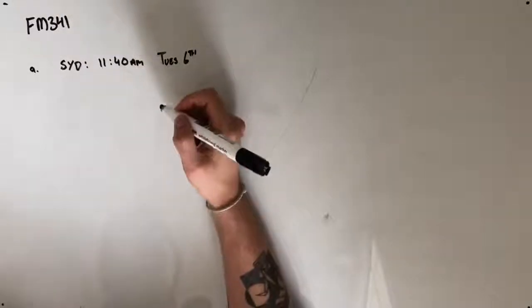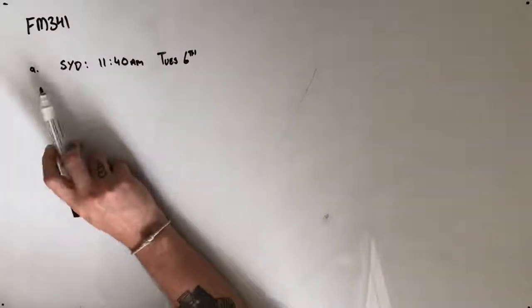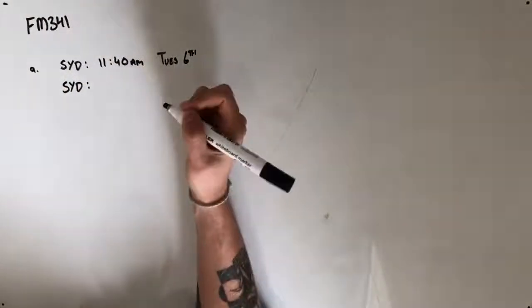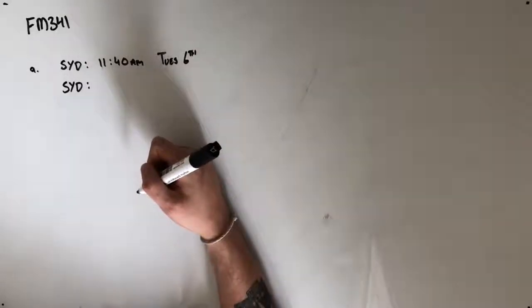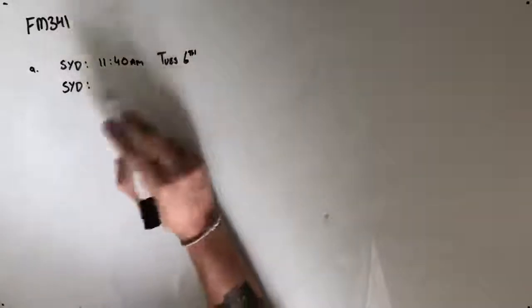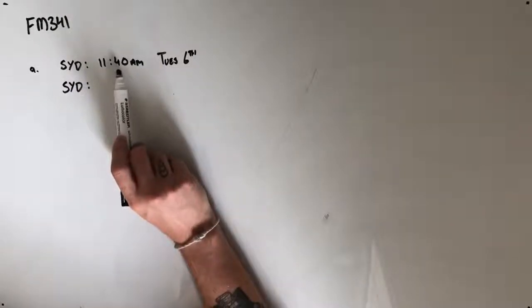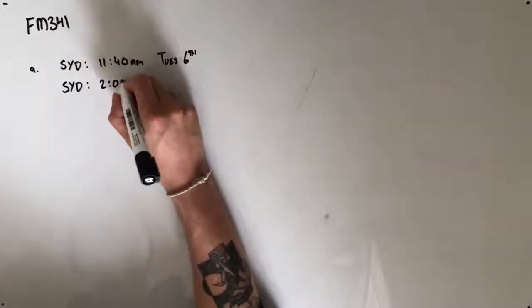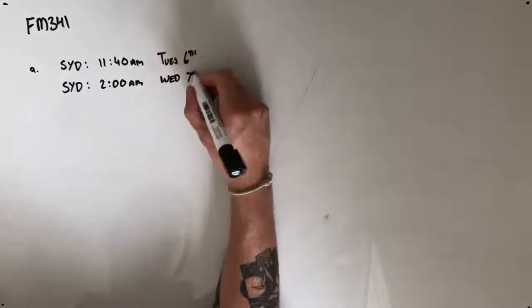The next thing I'm going to do is take the landing time or the arrival time, but still in the time zone that we departed from. So we're still going to keep this in Sydney time. And I like to do this because it helps to break up the process into more manageable chunks. So we know that the flight is going to take 14 hours and 20 minutes. So adding 20 minutes onto our 11:40 a.m., we get to 12 p.m. Adding on another 14 hours to that, we get to 2 a.m. on Wednesday, the 7th.